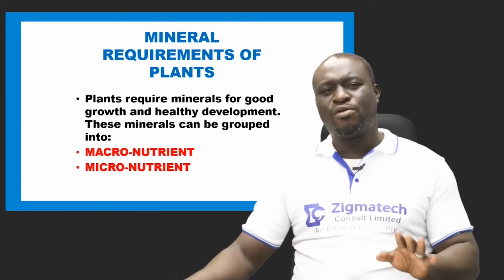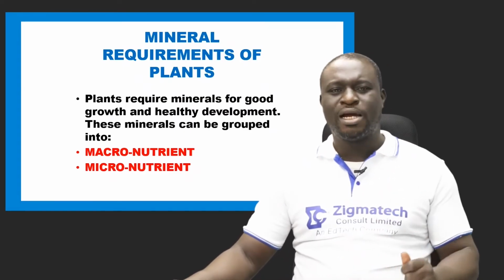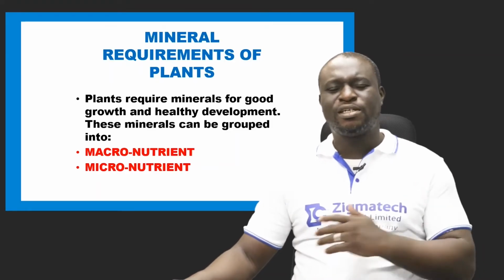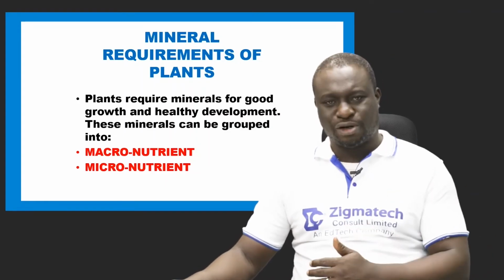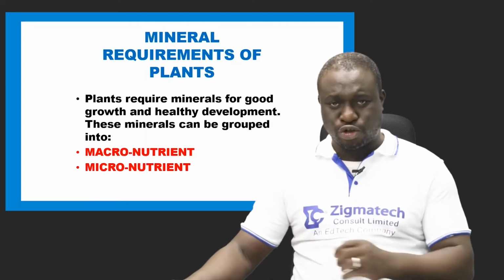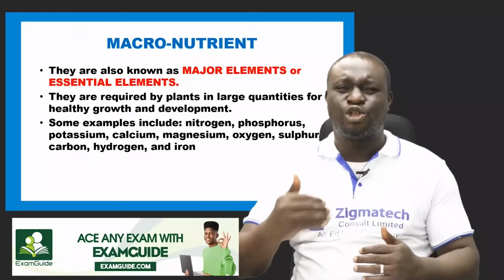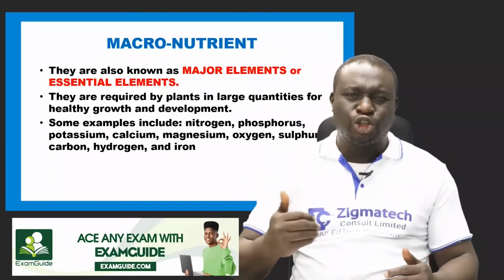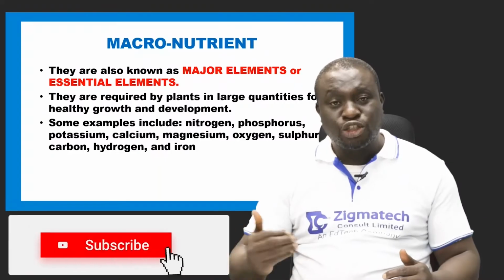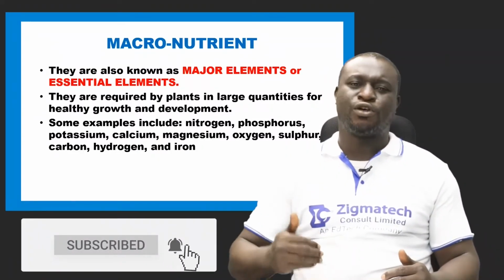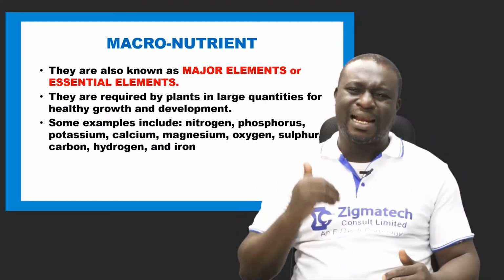All right, now there are minerals that are required by plants for healthy growth and development. They are divided into two main groups: the macronutrients and the micronutrients. Another name for macronutrients is essential nutrients, or major elements. They are called major or essential elements because they are required by plants in large quantities.